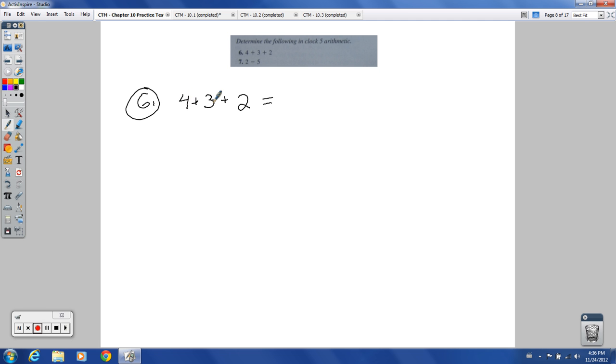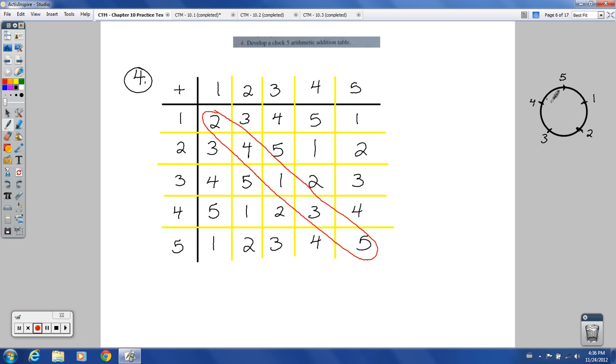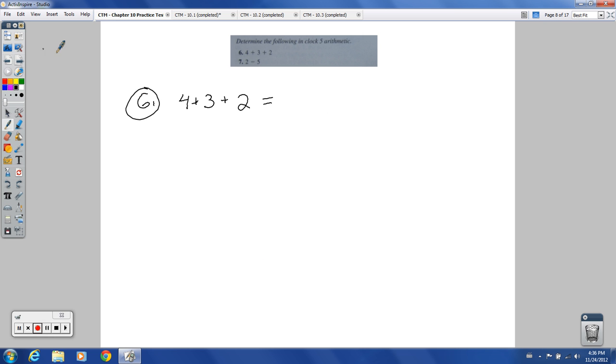4 plus 3, not going to be 7 in clock 5. What is 4 plus 3? In case you forgot, you can go back here. You can think of it as 4 plus 3 hours visually like that would get you to 2, or you can look at the table, say 4 plus 3 gets you 2 there in the table as well. So we would say 4 plus 3 gets you 2, and then 2 plus 2 gives you 4. So in clock 5 arithmetic, we would say we have that.